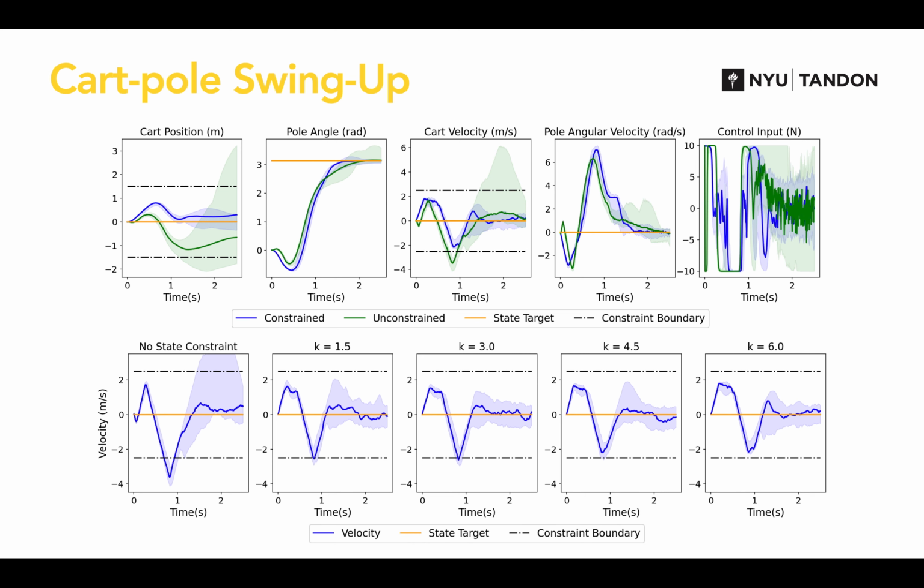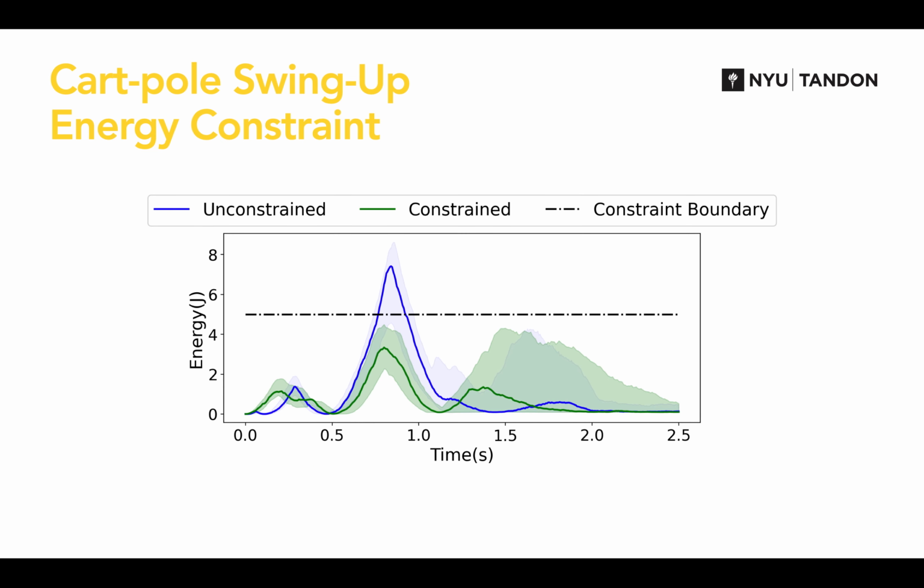To show that our approach is also able to deal with nonlinear state constraints, we limit the total energy of the system, which is the sum of the kinetic and potential energy. We see that our learned controller is able to respect the constraint boundaries.